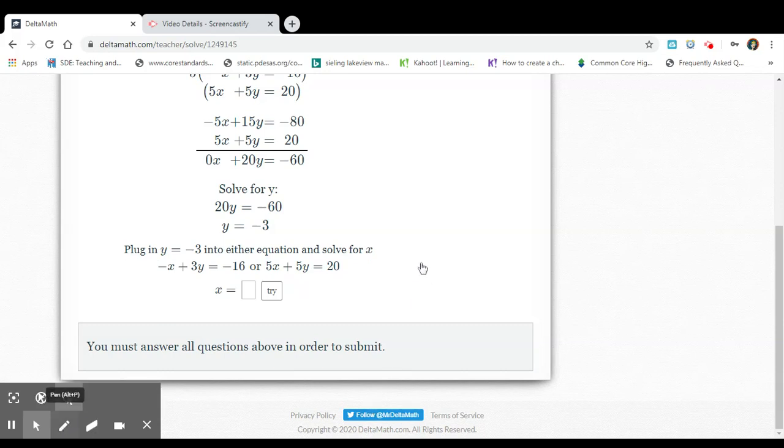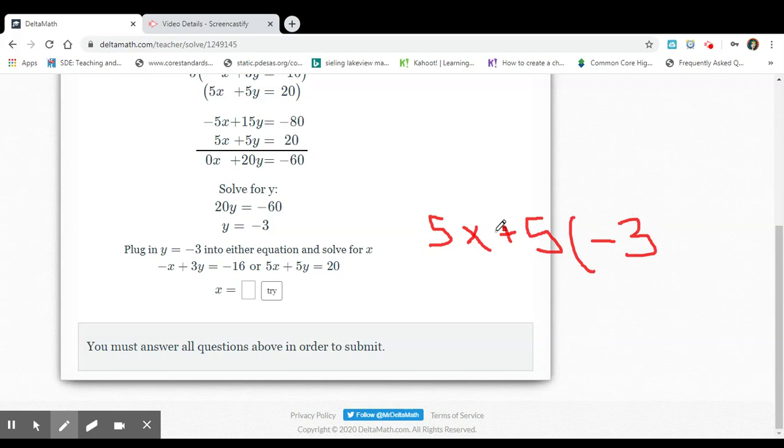So now I'm going to go over here with my little pen, and I'm going to say y is negative 3, right? So 5x plus 5 times negative 3 equals 20. Sorry, this pen is weird. This is the Delta Math pen. And now I'm going to simplify that. So I'm going to get 5x minus 15 equals 20.